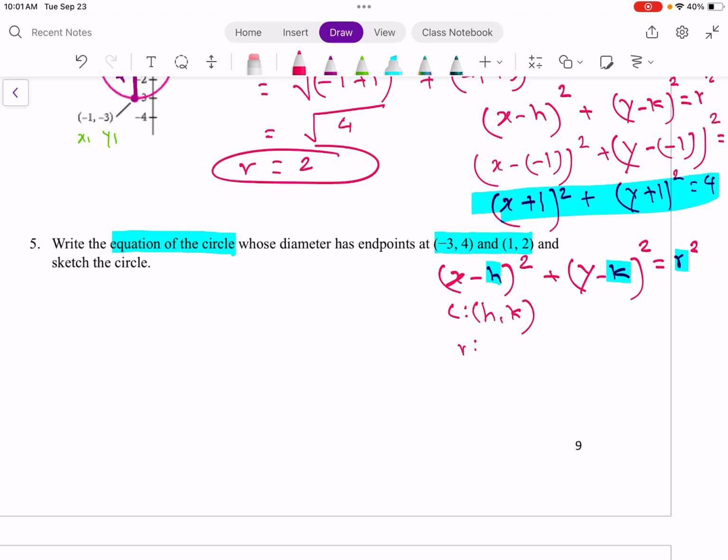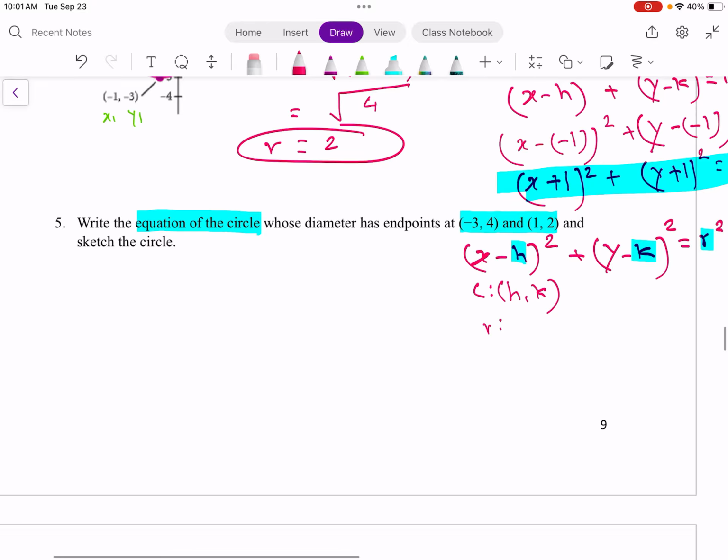So for this circle, whose endpoints of the diameter are (-3, 4) and (1, 2), if we can find the center and radius, we can find the equation. So let's draw a circle here. This is a random circle, and we have this center C. Let me call the coordinates of the center (h, k).